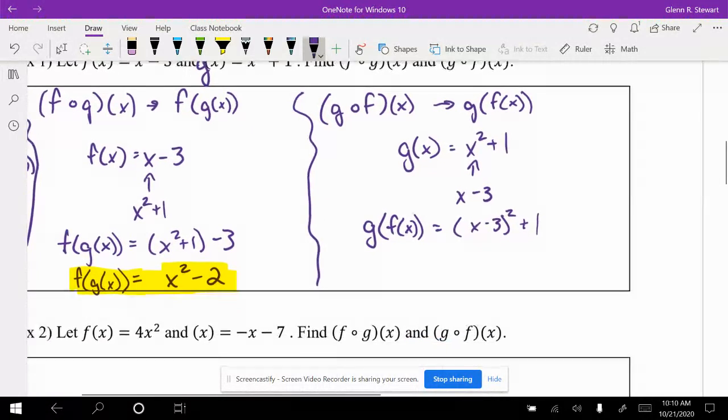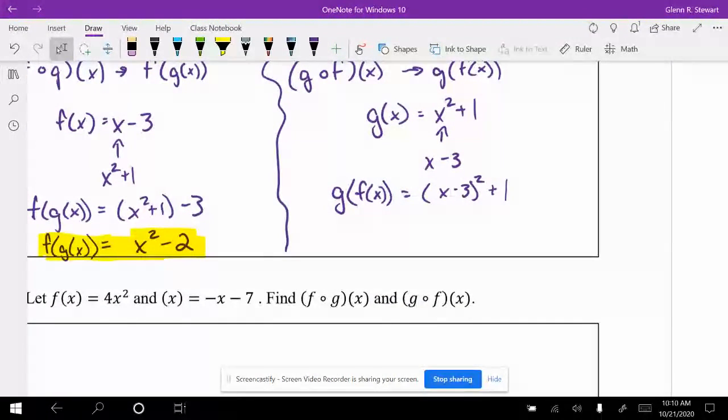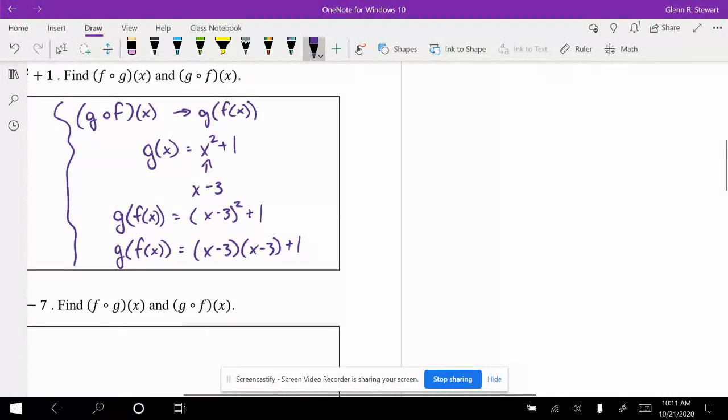Now, anytime that you have an equation that has a square with it, we want to do something called foiling. Factoring is the next unit. So essentially, squared means that we have two of these, so x minus 3 times x minus 3 plus 1. And then we're going to do first, outer, inner, last. So I'm going to bring this up here. We're going to do the FOIL method.